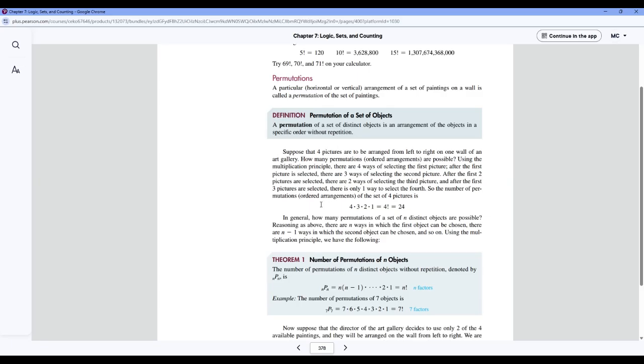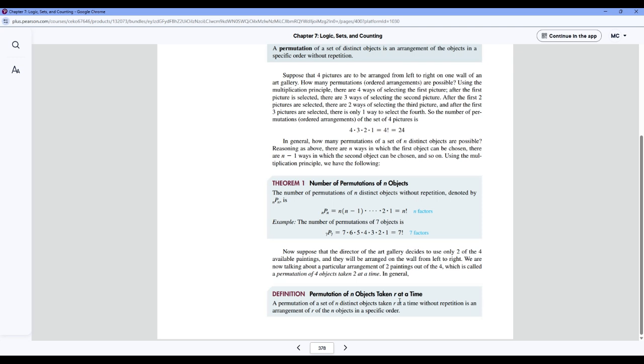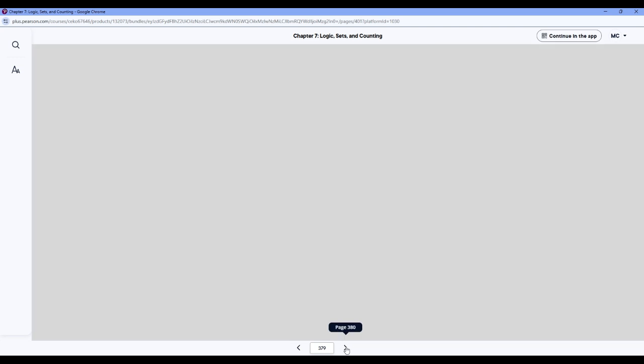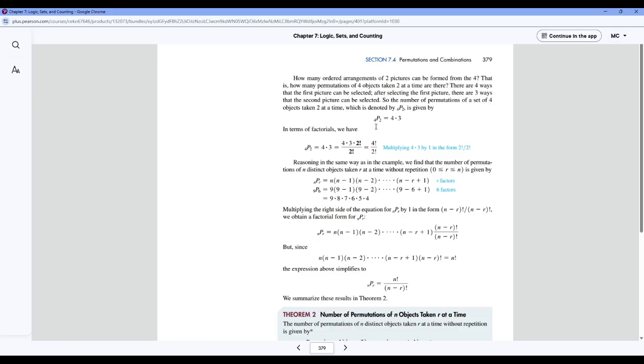So permutations would be factorial, you just multiply. Given a certain number, if you're permutating that number, it's just the factorial. For example, how many ways can 7 objects be arranged in order? There's 7 factorial. Taking r at a time, that would be if I have 4 objects, but I'm only picking 2. So that would be 4P2, which is just going to be 4 times 3, because the 2 and the 1 would cancel out with the 2 and the 1.